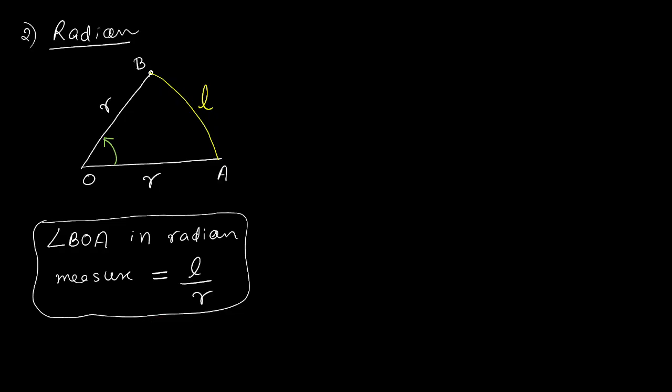Suppose the center angle, let me denote by theta radian. RAD is the unit. Theta radian is equal to L by R. There are questions based on this formula. First exercise, there are questions based on this formula. The center angle in radian unit is given by L by R.